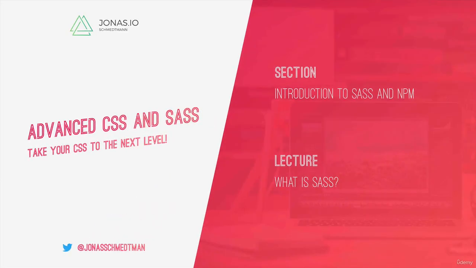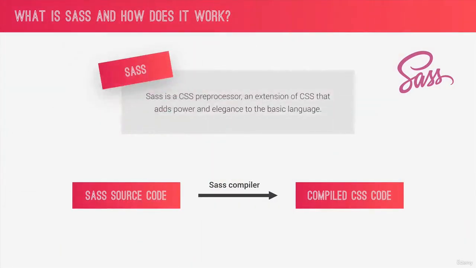Welcome back. Now, before jumping right into Sass code, let's first take a look at what Sass actually is. So this lecture is designed to give you a very quick overview of what Sass is, how it works, and what features it includes. So, putting it in very simple terms, Sass is a CSS preprocessor, an extension of CSS that adds a lot of power and elegance to the basic language. So basically, we use Sass to fix the problems that we have with CSS.